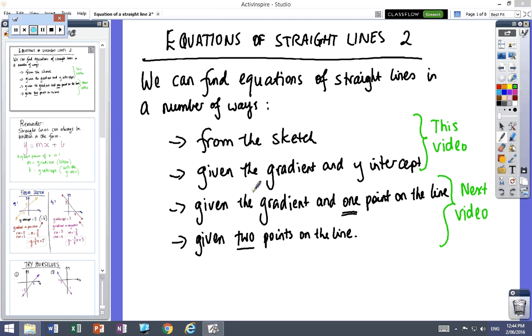Okay, so we're looking at writing equations of a straight line, and this is video number 2. In this video we're going to get equations of straight lines from a sketch, and equations of a straight line given the gradient and the y-intercept. In the next video, you'll be doing gradient and a point, and then given 2 points.